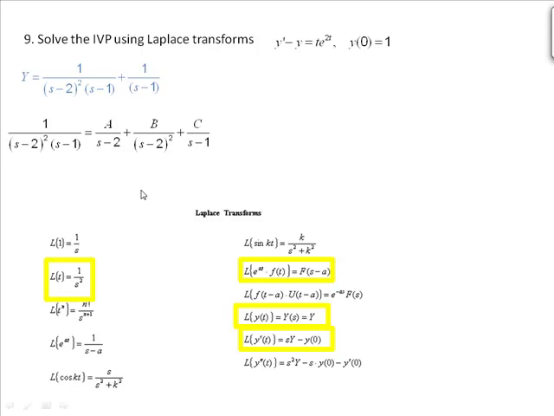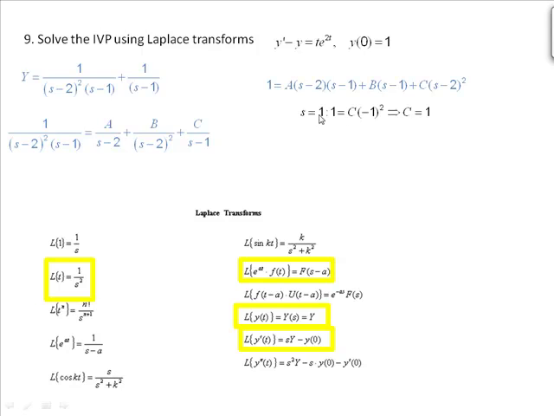Multiply through by the common denominator, and you get a times s minus 2 times s minus 1 plus b times s minus 1 plus c times s minus 2 squared. And here, rather than expanding everything out and combining like terms, I'm going to use arbitrary values of s to simplify this to be able to solve for a, b, and c.